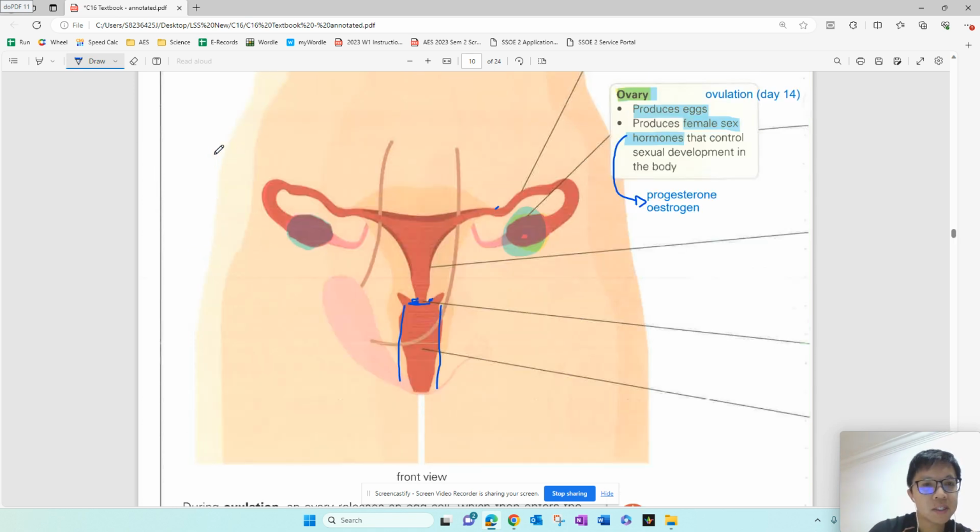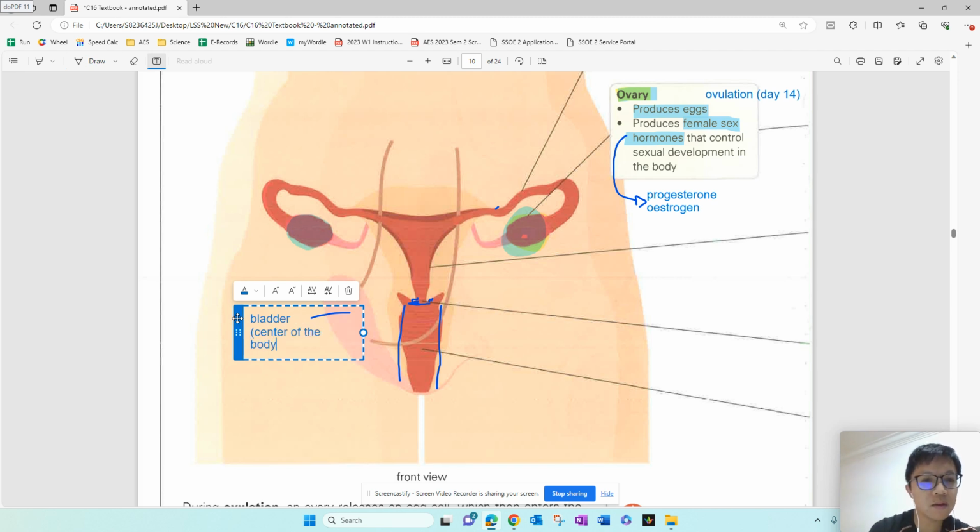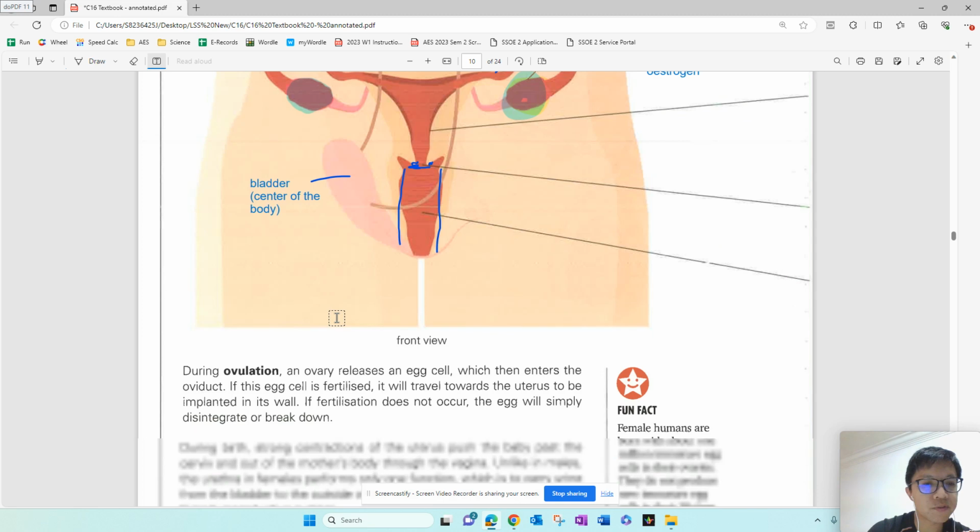Some other interesting things: you see this structure over here that's slanted to the side? It is known as the bladder. The urine comes out from the bladder. It's not on the right side of the ladies, but it's drawn to the side so that you can see the female reproductive system, but it's actually at the center of the body. Okay, so that's for the front view.